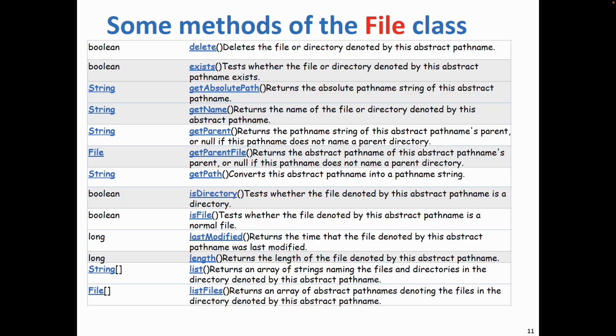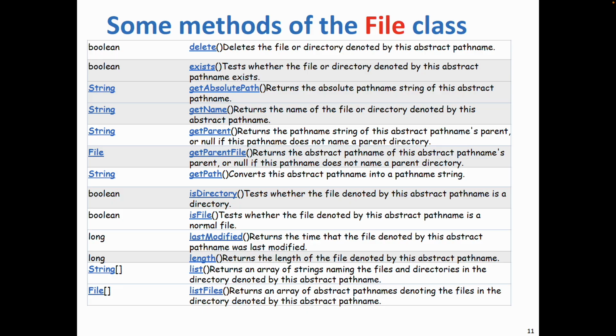in our system. Like you can delete, check if it exists or not, get the absolute path, get the name of it, get the parent of it, which means the folder that it is kept in, the folder name, get the folder in a file object type, then get the path of it. Is it a directory or not? Test whether the file denoted by this is a normal file or not.